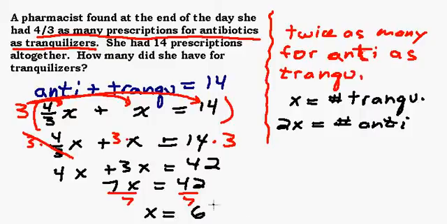So remember, x was the number of tranquilizers. How many did she have for tranquilizers? So the answer would be 6 prescriptions for tranquilizers.